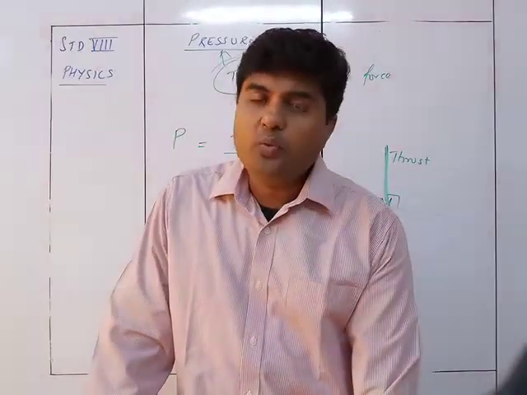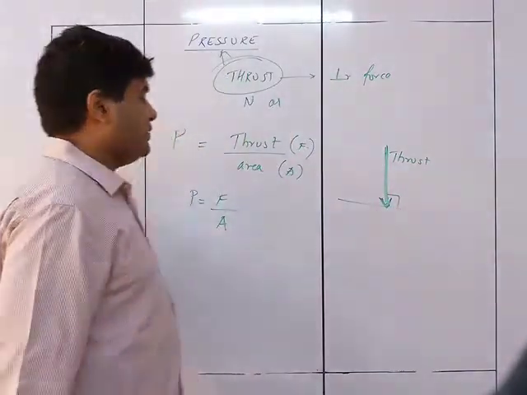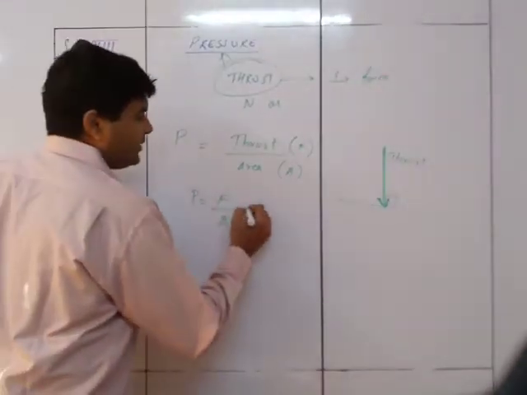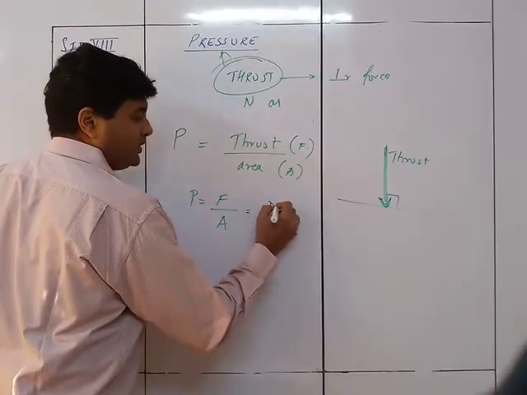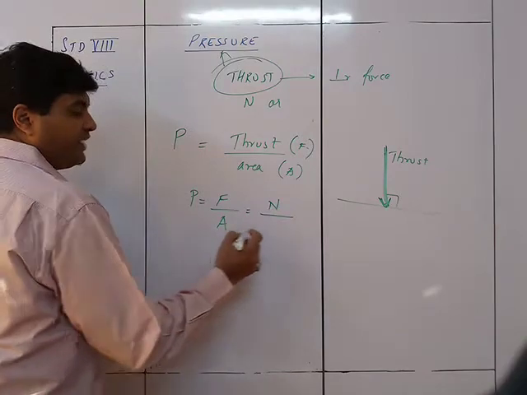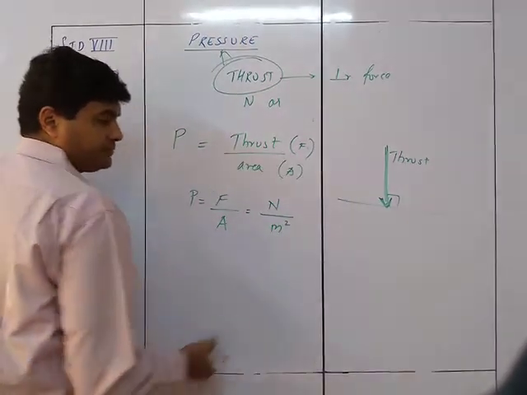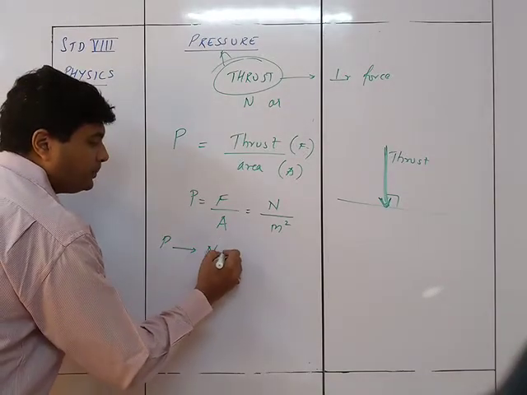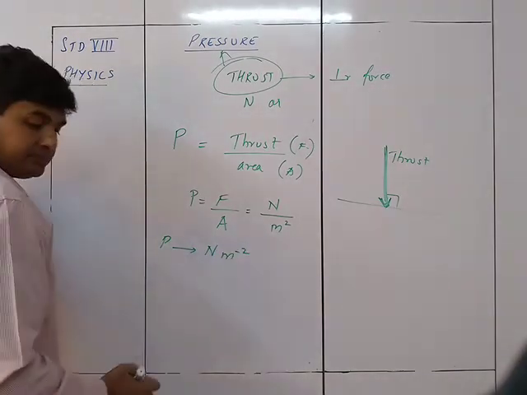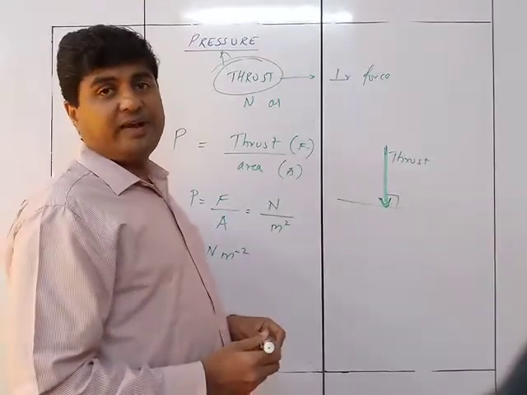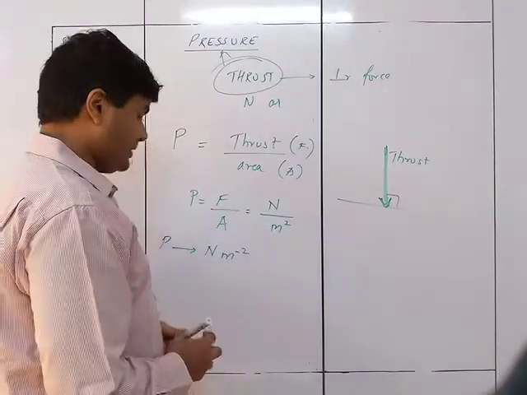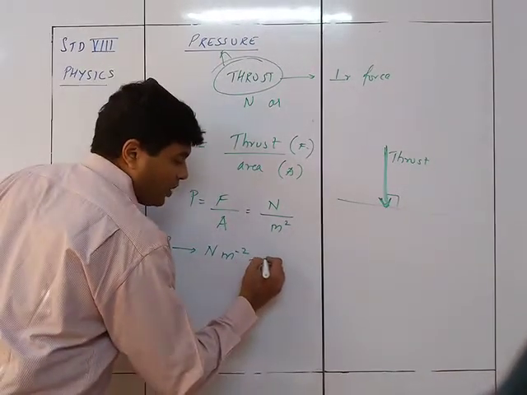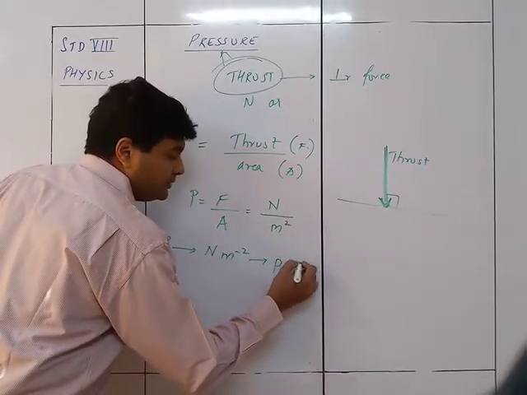Now, we very well know what is the SI unit of thrust and what is the SI unit of area. The SI unit of thrust is Newton. The SI unit of area is meter square. So therefore pressure can be given as Newton per meter square. And this Newton per meter square is given a new name that is called Pascal.